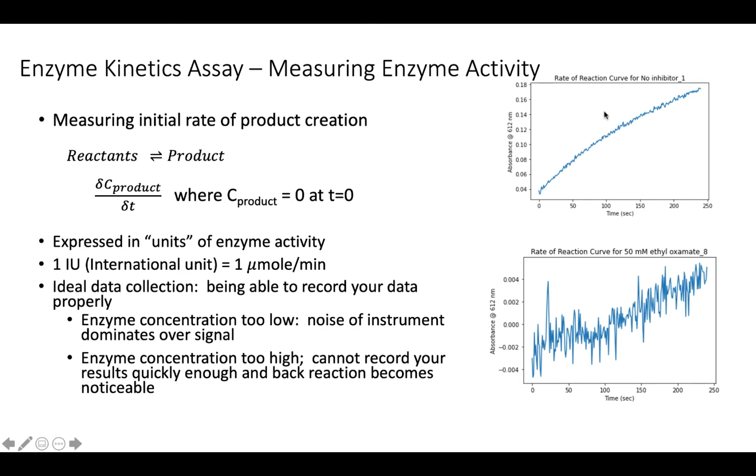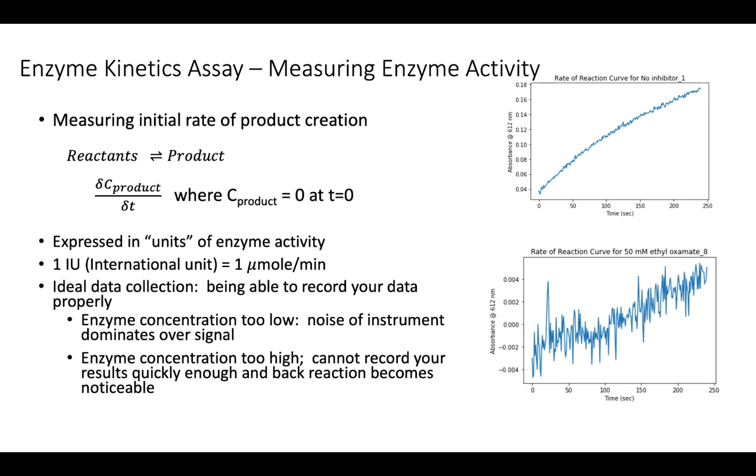In an activity assay, we express our rate in units, and it's an international convention that we use. One unit is equal to 1 micromole per minute. So as you go through your analysis of this, you will be converting from your absorbance versus time into micromoles per minute.